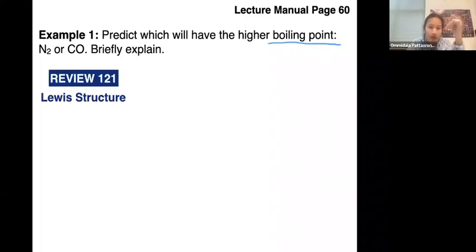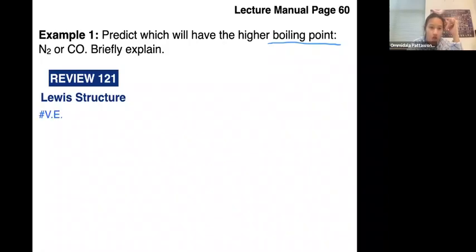All right, so I have an example here. I'm going to use the strength of the IMF again to determine the relative boiling point. As I mentioned earlier, the boiling point is directly proportional to the strength of the IMF. In this case, we are going to predict which one would have the higher boiling point. We have nitrogen gas and carbon monoxide. I'm going to review Lewis structures a little bit from 121.